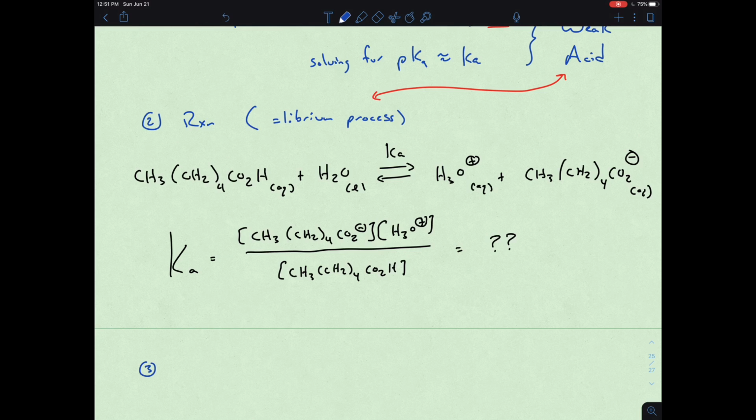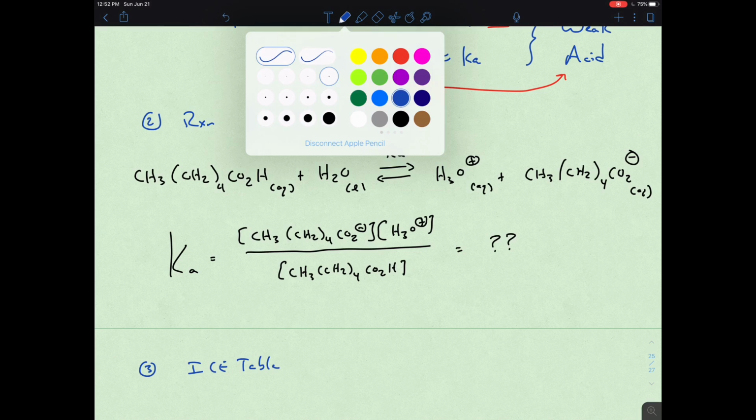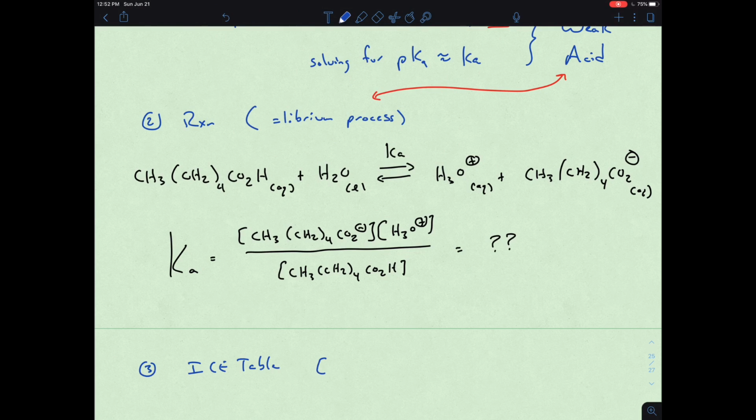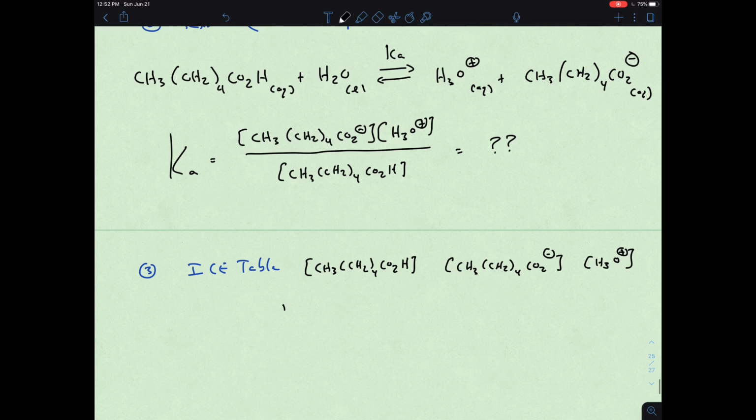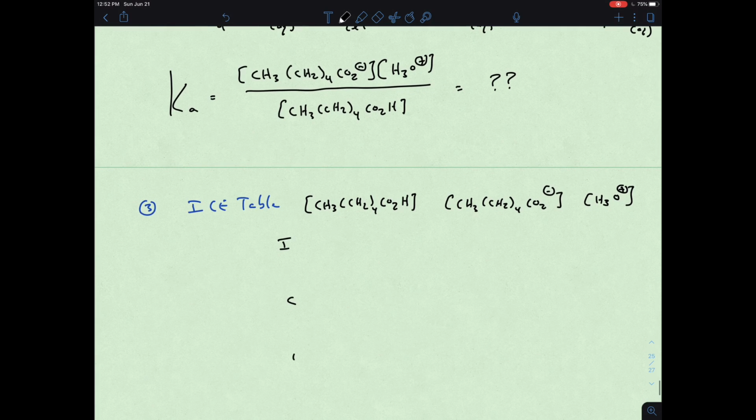So step 3 would be looking at the filling in of the ICE table. So we have our starting material, the caproic acid. We have as well its conjugate, the caproate. And then we have hydronium ion. And we then have our initial, our change, and our equilibrium.